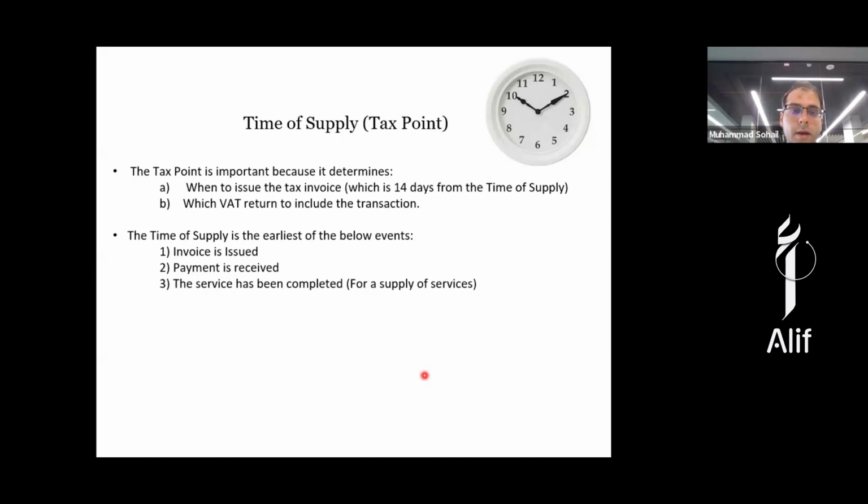The concept of time of supply is pretty complicated, and I will get to that in other webinars. But the basic rule is that the time of supply is the earliest of the below events: when the invoice is issued, when the payment is received, and when the service has been completed. The earliest of these three is the tax point.